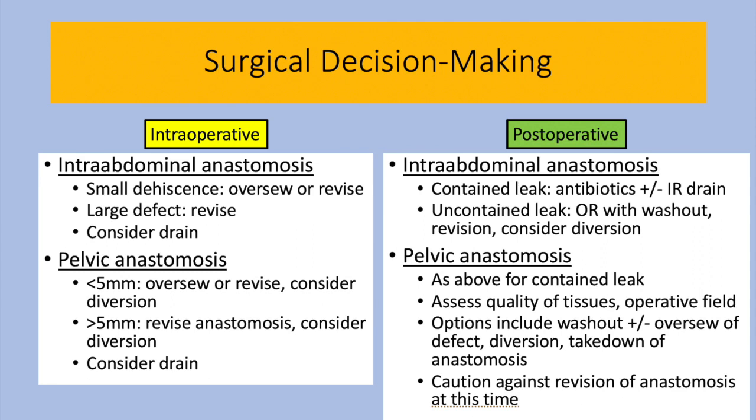A pelvic anastomotic leak depends really on the timing after surgery. The surgeon will need to assess the quality of the tissue and the operative field. The options include, but are not limited to, washout with or without oversewing of the defect with diversion, loop diversion alone, or takedown of the anastomosis with end diversion. I would highly caution against the revision of an anastomotic leak at that time.